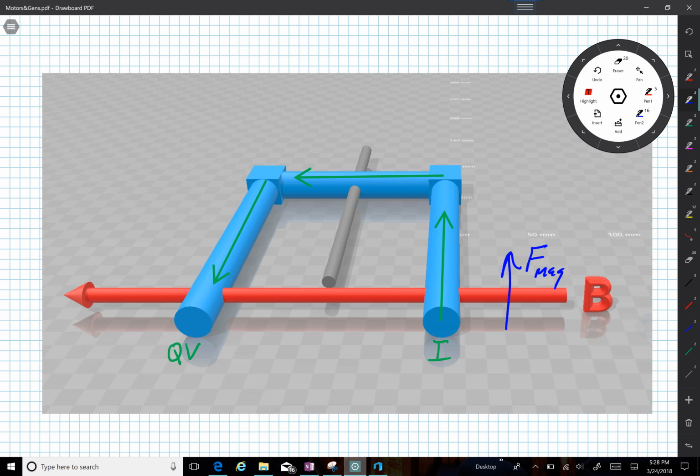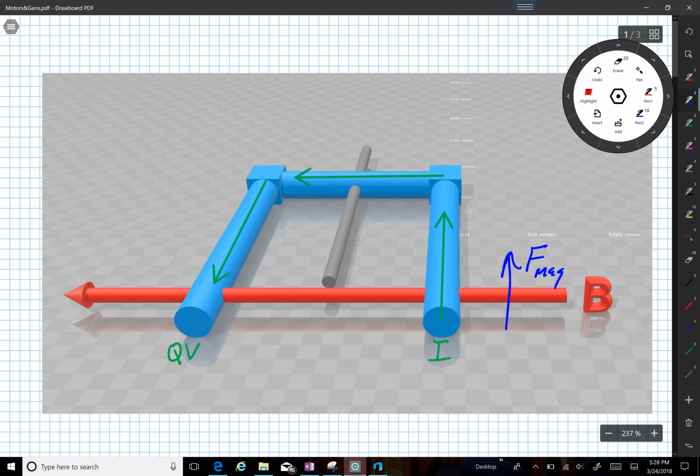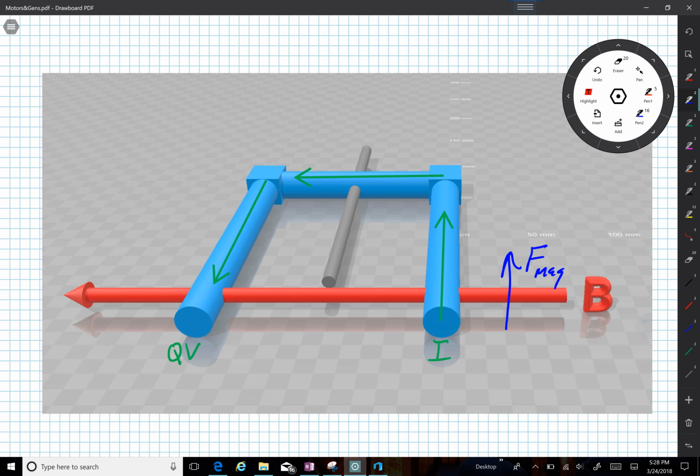And if the force is up, that force is not along the wire. It's perpendicular to the wire. So when a force on a charge is pushing it in the direction of the wire, then the charge just moves easily along the wire and we get current. But when a force is pushing a charge perpendicular to a wire, it actually pushes the wire.